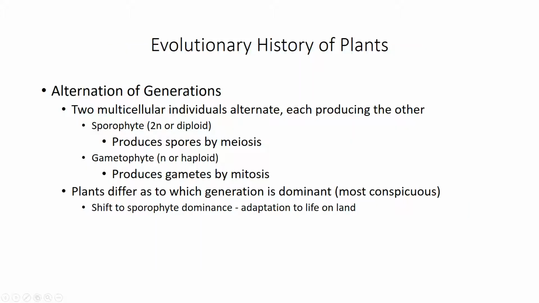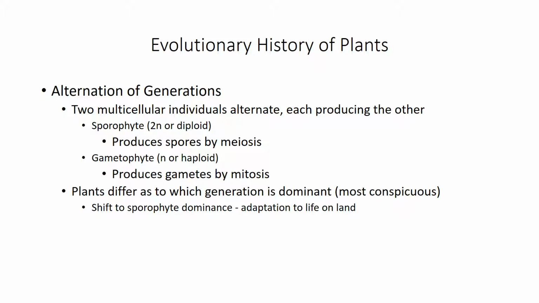Now, basically, plants are going to produce spores, and they're also going to produce gametes. So you've got kind of a cycle going on here. Let's talk about sporophytes. Sporophytes, which are diploid, produce spores by meiosis. And a spore is a haploid reproductive cell that develops into a new organism, but it does not need to fuse with another reproductive cell.